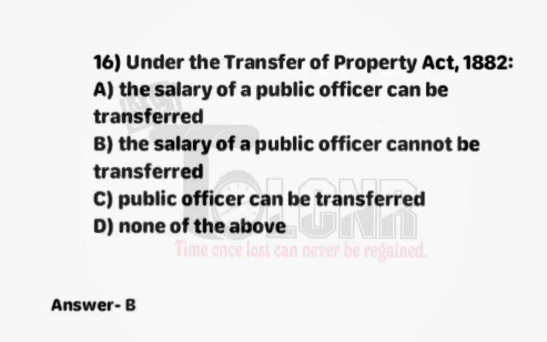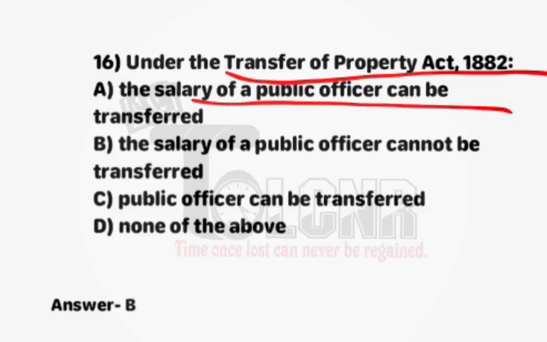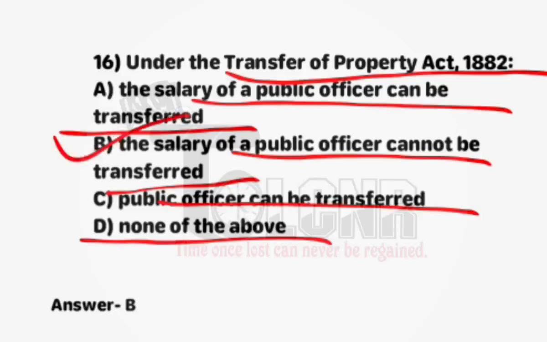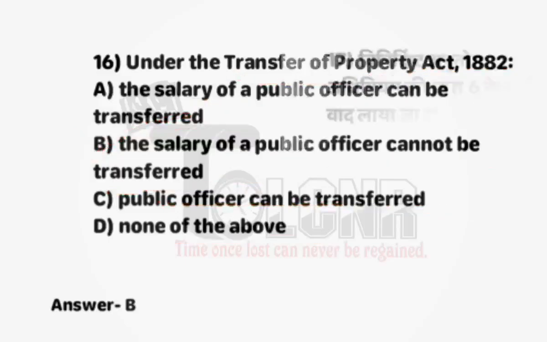Next question is, under the Transfer of Property Act 1882, first option is the salary of a public officer can be transferred. Option B, the salary of public officer cannot be transferred. Option C, public officer can be transferred. Option D, none of the above. Right option is B. Option B is correct. The salary of public officer cannot be transferred.